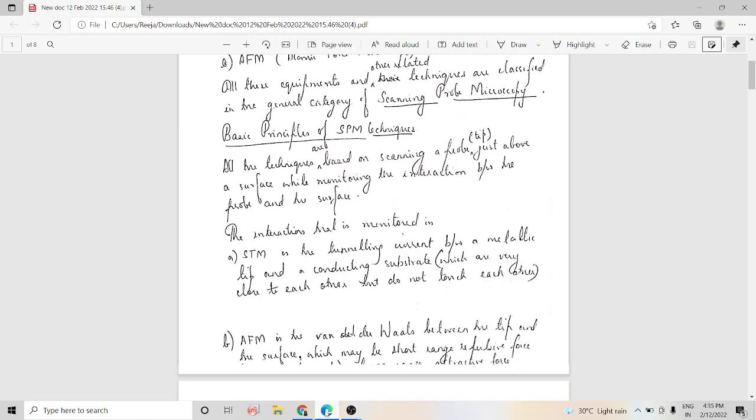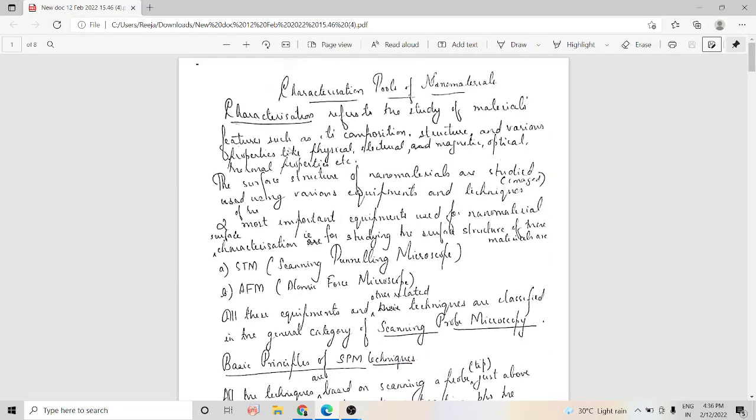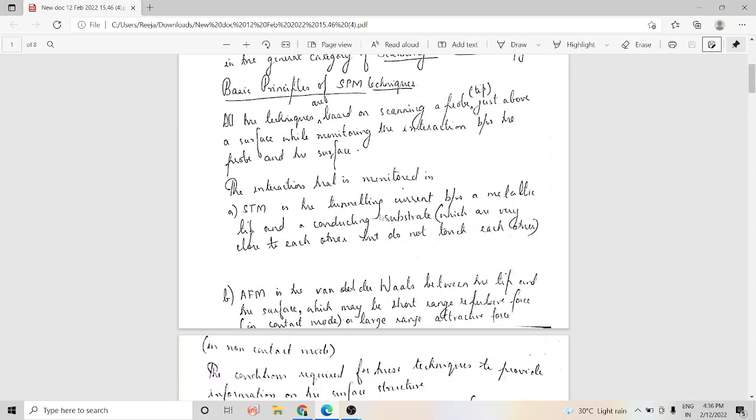So in STM, the tunneling current between the metallic tip and the conducting substrate, which is our material, is measured. I told you the probe or the tip is brought near the surface and some kind of interaction between the tip and the surface is measured. In a scanning tunneling microscope, which is our first instrument, it is the tunneling current which passes between the tip and the conducting substrate that is measured. If our material is conducting, then the tunneling current that flows between the tip and the material is measured. If the material is non-conducting, then a conducting layer is coated on the material and the tunneling current that flows between the tip and the conducting substrate is measured.